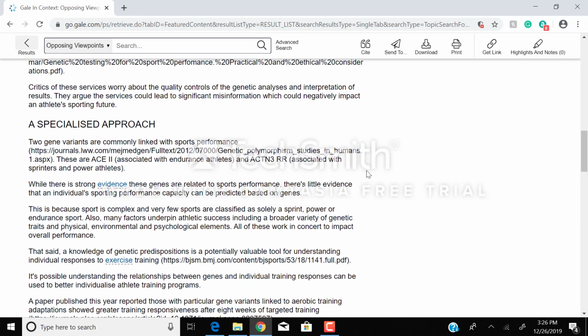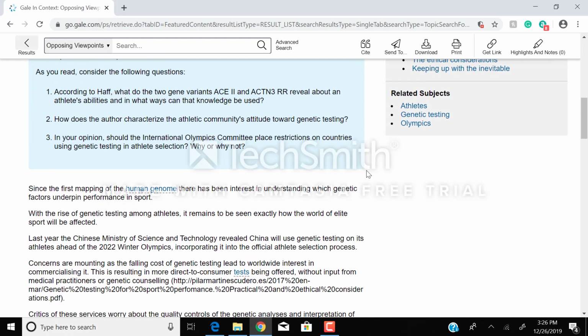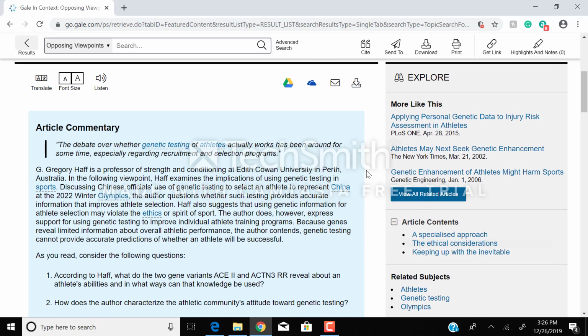Well, in this case, it kind of is opinion. We're looking at a viewpoint.